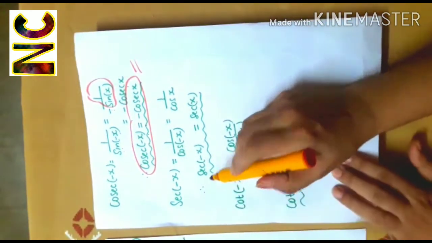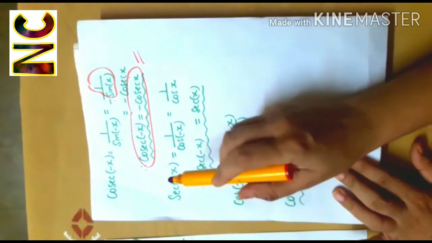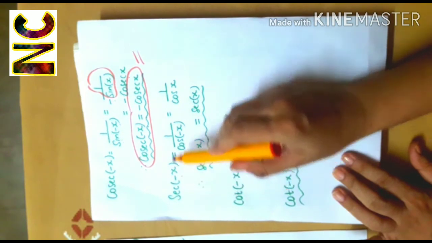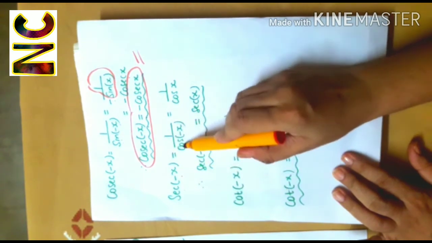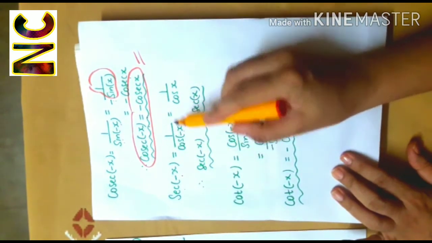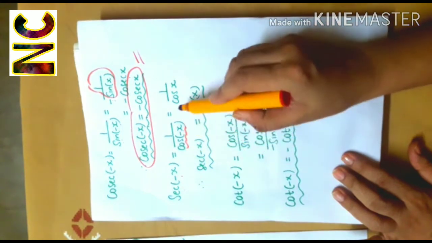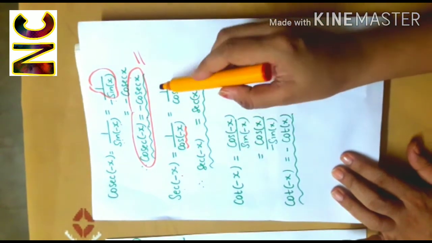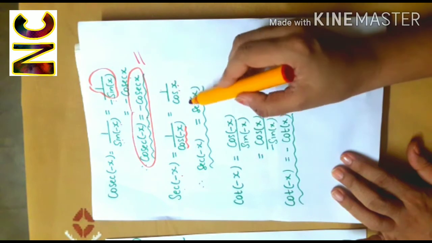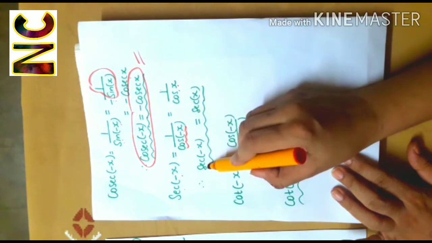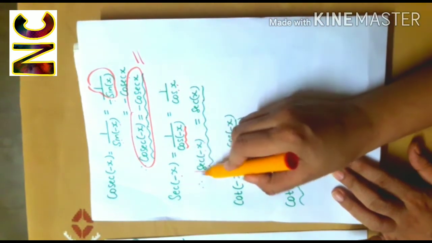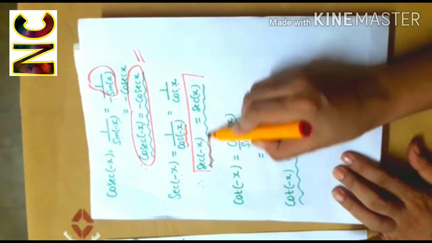In a similar way, secant minus x can be written as 1 over cos minus x. And what is cos minus x? It is cos x. So I'll get 1 over cos x, which is secant x. So secant minus x is equal to secant x.